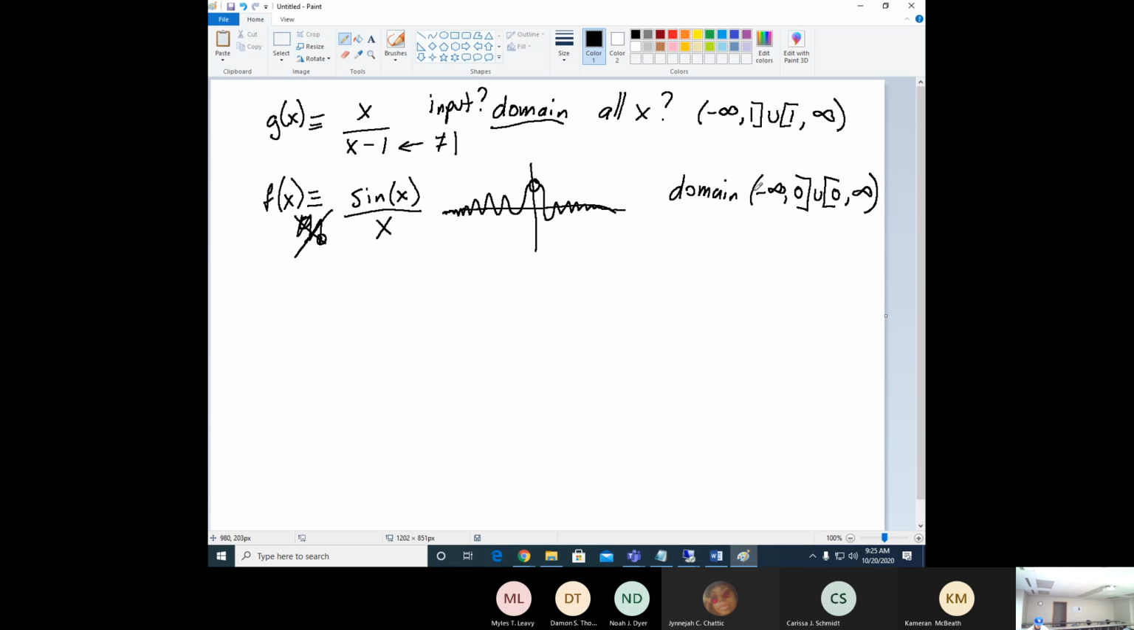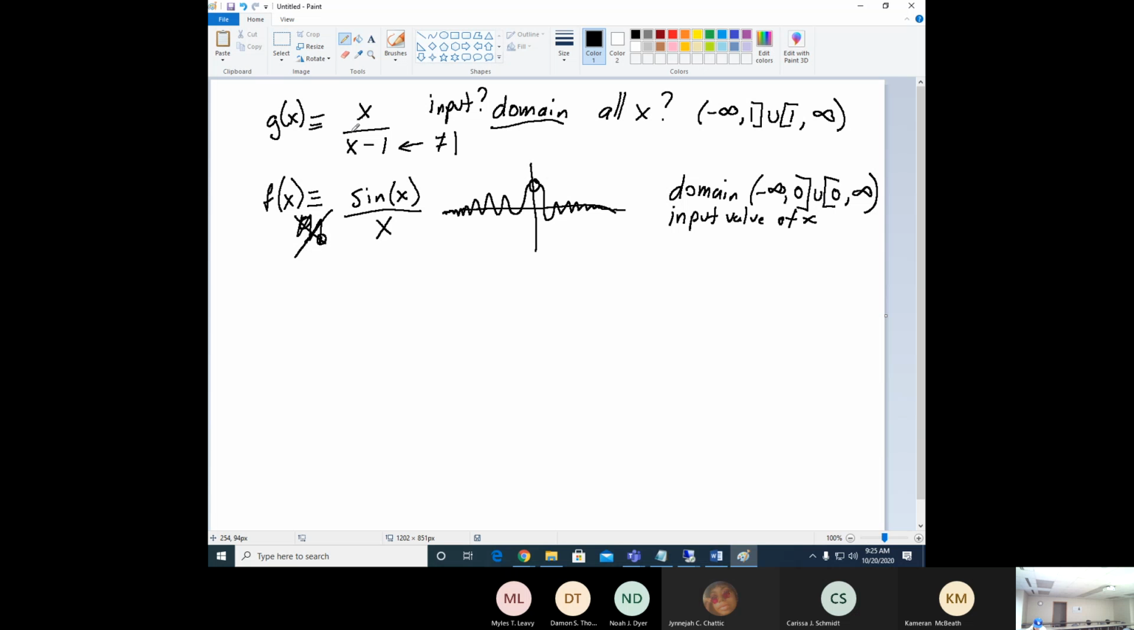Anything but 0 is the valid domain. Remember, the domain is just what the input is for that function. Input value of x. That's what the domain is. So 2 functions, sort of interesting.